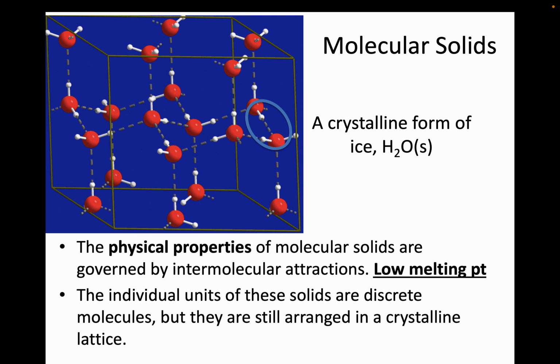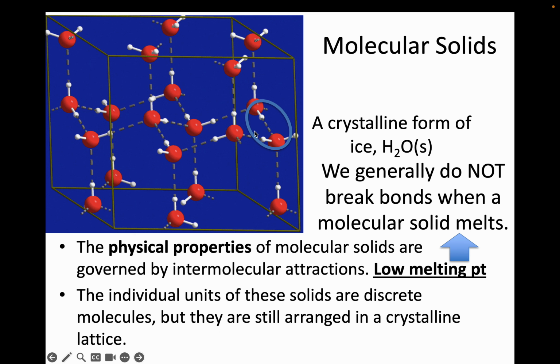An important physical property that we find for molecular solids is they oftentimes have a low melting point. They have a low melting point because we're not breaking bonds within the molecules. Instead, we're changing and overcoming the intermolecular forces. So we're typically going to preserve the molecule, we're just going to change the arrangement. And it's a lot easier to do that than to break the bonds within the molecule.